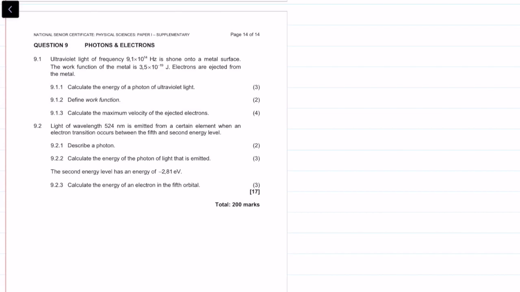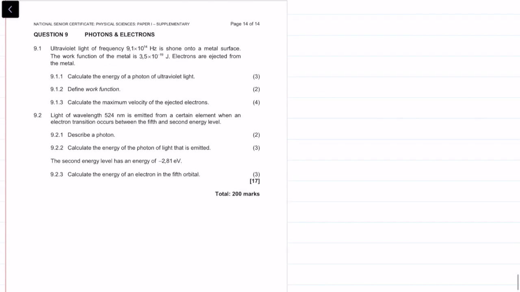Okay, so we're going to be going over question 9, photons and electrons, of the 2018 supplementary exam. This is the last question. It says ultraviolet light of a given frequency is shone onto a metal surface. The work function of the metal is this, and electrons are ejected from the metal.